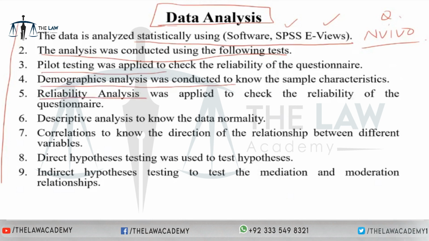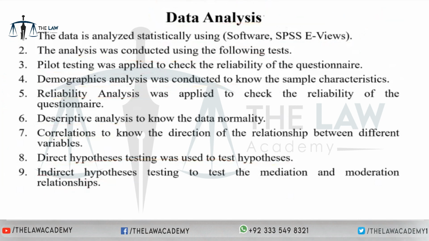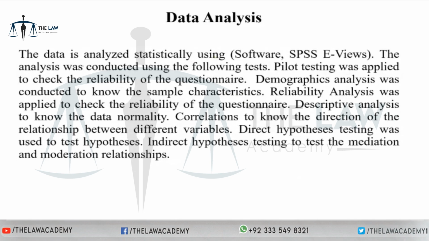Reliability analysis. And then descriptive analysis was done. Correlation was done. Direct hypothesis testing was done using the regression method. And indirect tests were done. But the main thing to understand here is that you'll have to explain how you have collected data and then how you have analyzed it. People are interested to know how you have analyzed it because they also sometimes need to replicate your study, repeat the same thing. This is how you can write your data analysis paragraph: why you're doing it, how you're doing it, and what methods and software you're using.